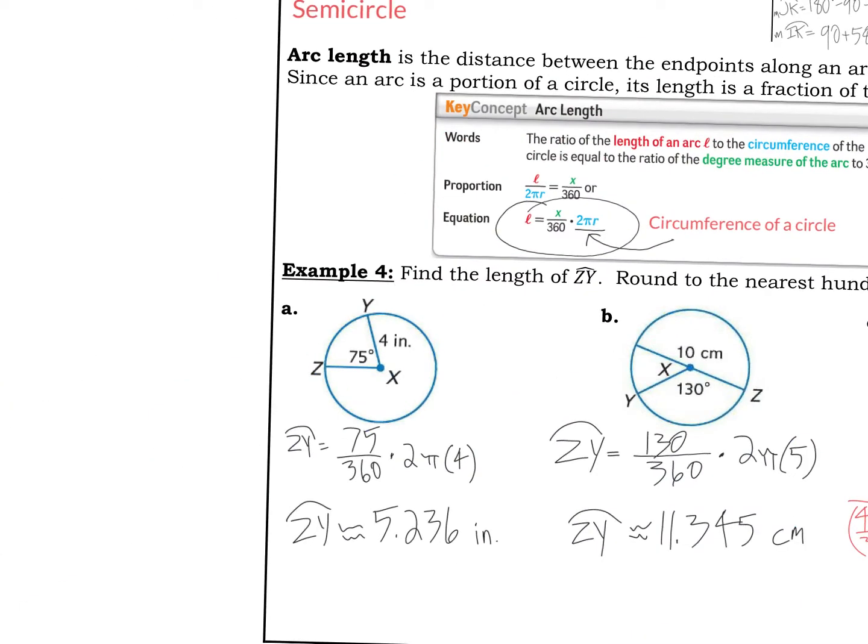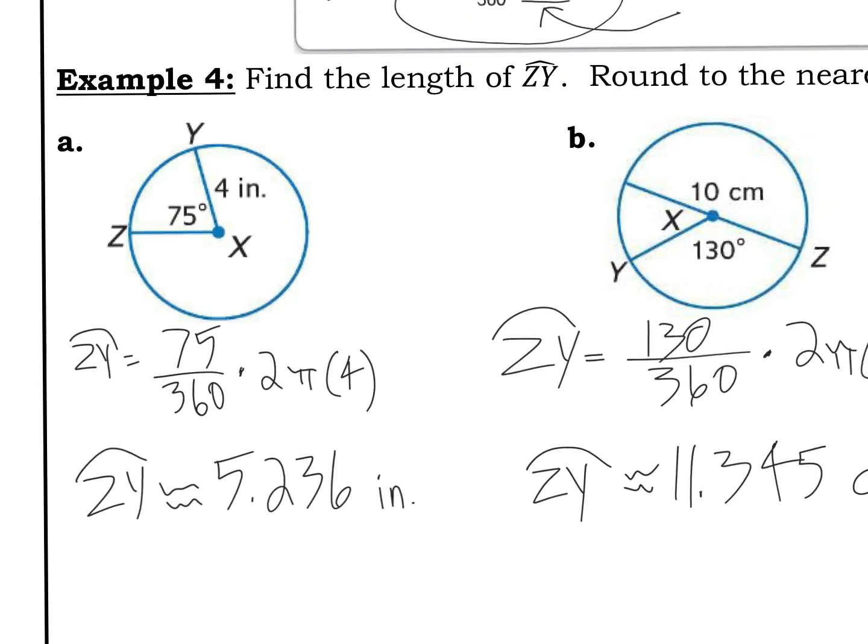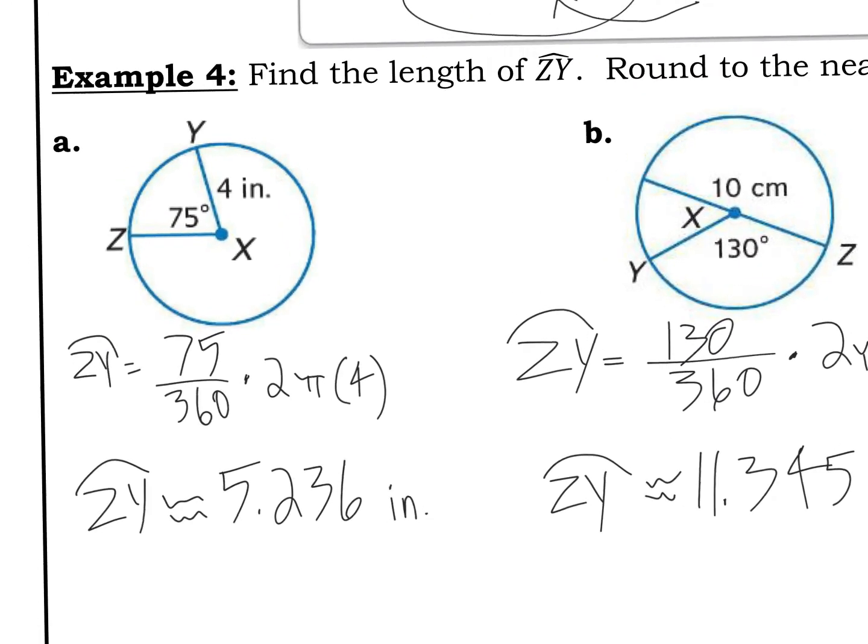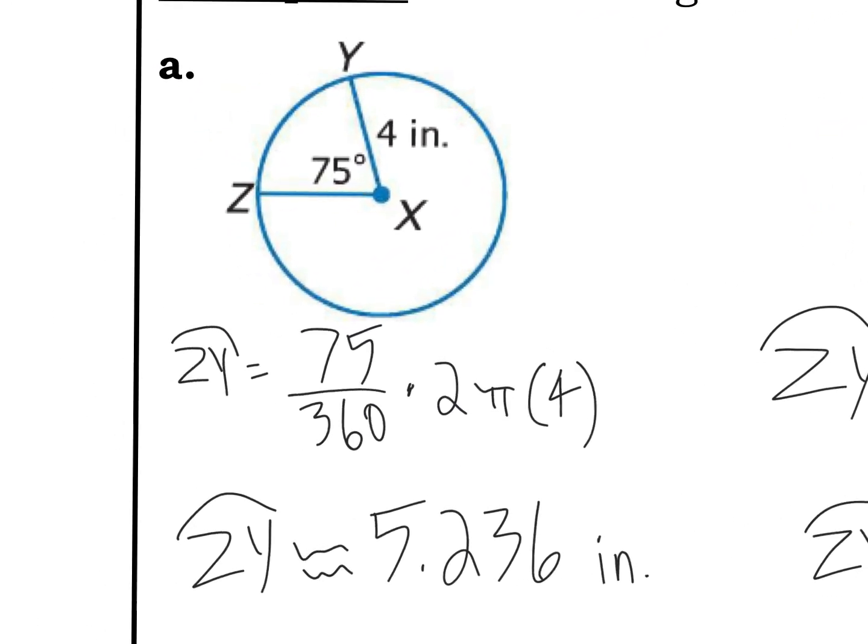Okay? So in this example, and all three of my examples, I'm finding the arc length of ZY. So in example A here, I have a radius of 4, and I have an arc of 75 degrees. So I'm going to do 75 over 360 times 2 pi r, so times 2 times pi times 4, which was my radius. And I just typed all that into the calculator, and I got about 5.236 inches. So that's how long this is right there.